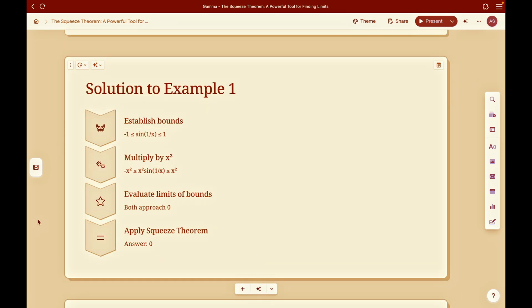Here's the solution. The answer is equal to 0. First, we have to establish the bounds. Then we have to multiply by x squared, evaluate the limits, and apply the squeeze theorem. Same standard steps, and you're actually going to see these 4 standard steps. Steps 1 and 2 could be the same step, one step, multiple steps, but you would evaluate the limits of the bounds and apply squeeze theorem for sure.